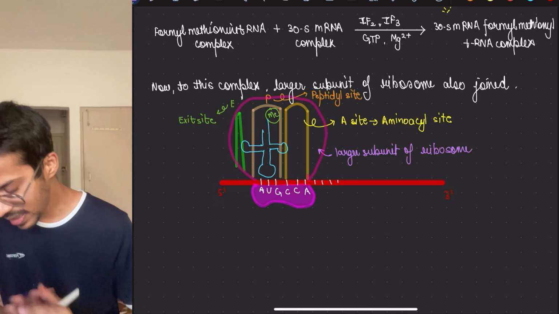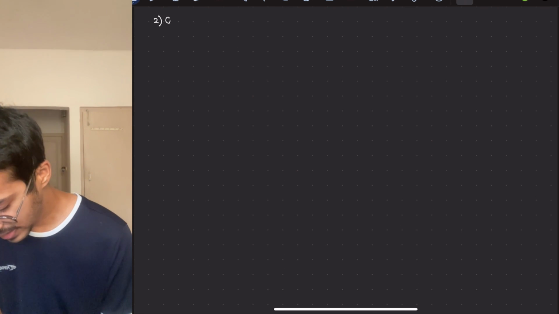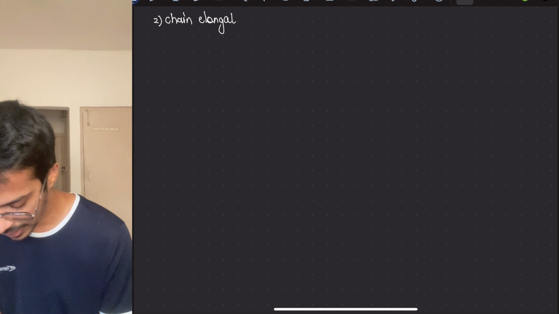Let's see what's going to happen next. Next would be our step 2, that is chain elongation. So next is chain elongation.